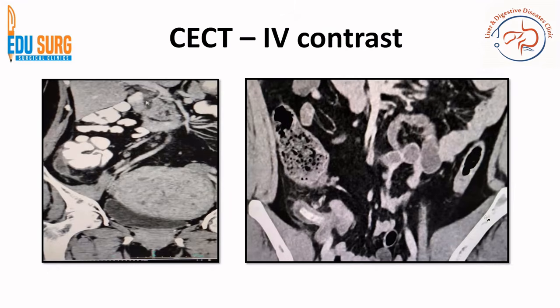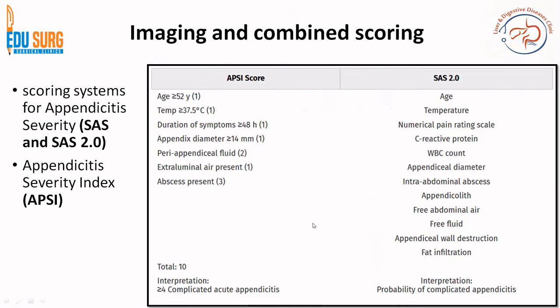You see some of our cases, the appendix is inflamed. You can see here a bit of stranding, that is appendicitis. A big fecalith can be seen here, and this is again a case of appendicitis.